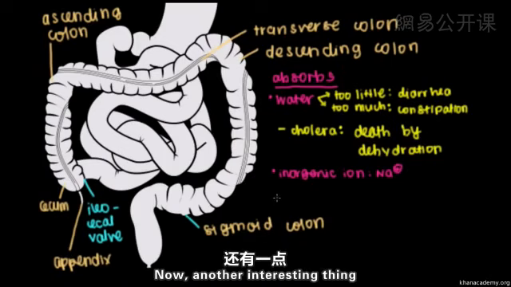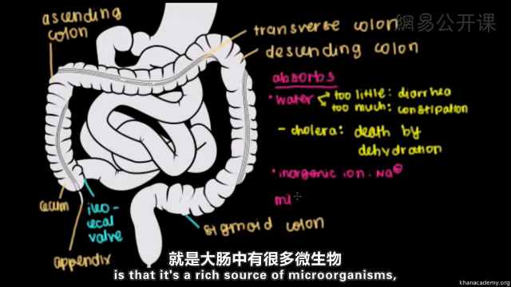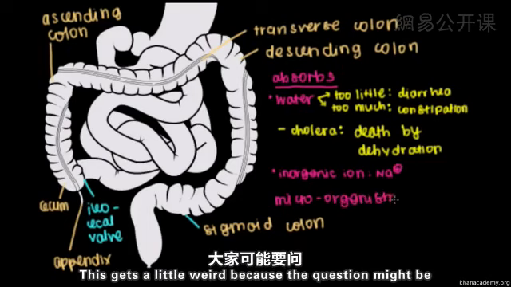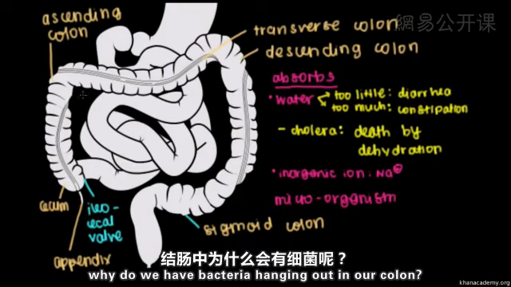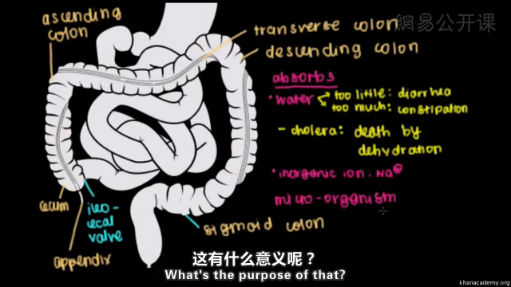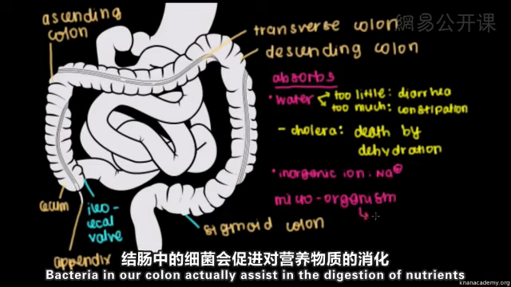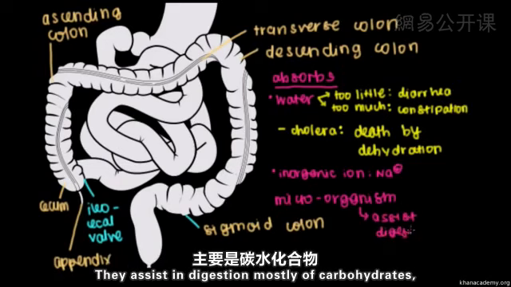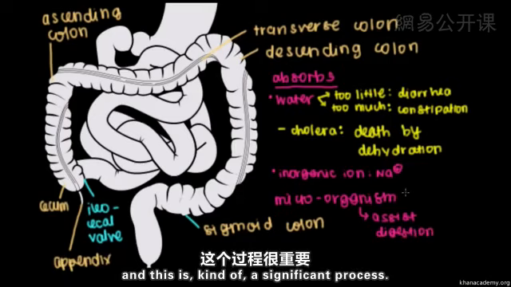Now, another interesting thing that I'm going to mention about the large intestine is that it's a rich source of microorganisms, like bacteria. So this gets a little weird, because the question might be, why do we have bacteria hanging out in our colon? What's the purpose of that? Well, bacteria in our colon actually assist in the digestion of nutrients that we're not able to digest because we lack those enzymes. They assist in digestion mostly of carbohydrates. And this is kind of a significant process.